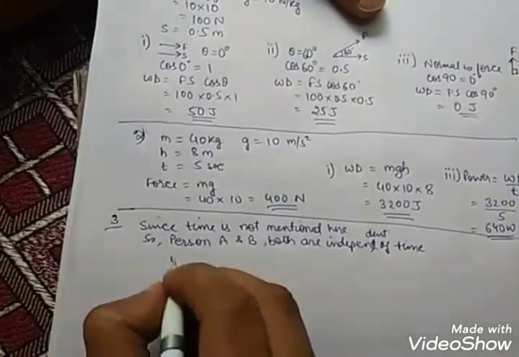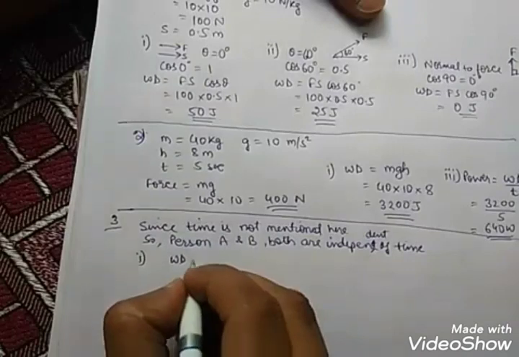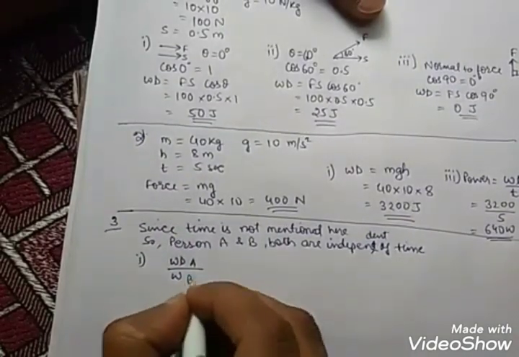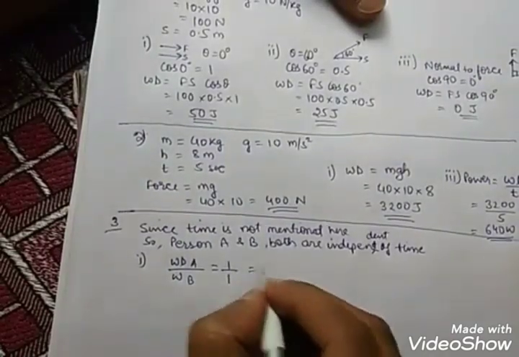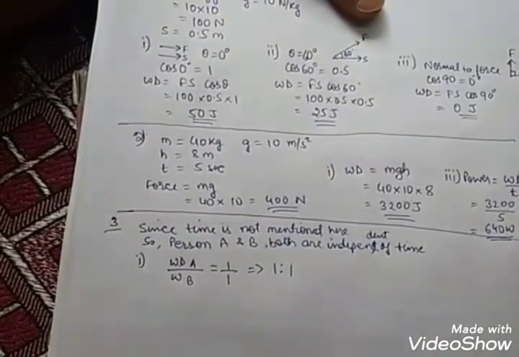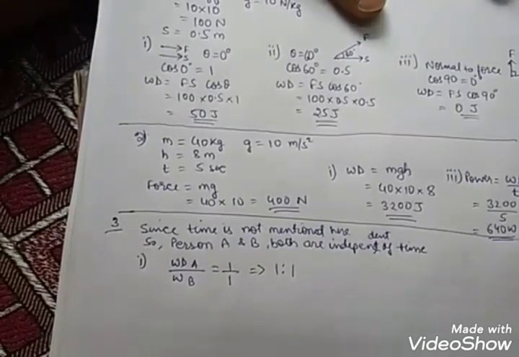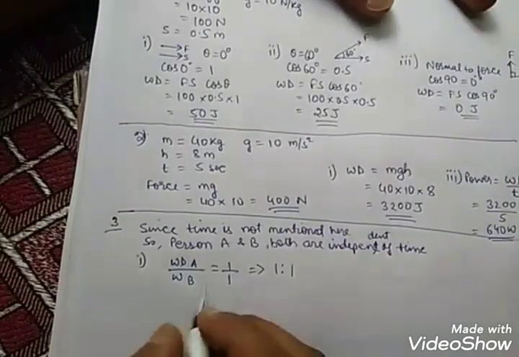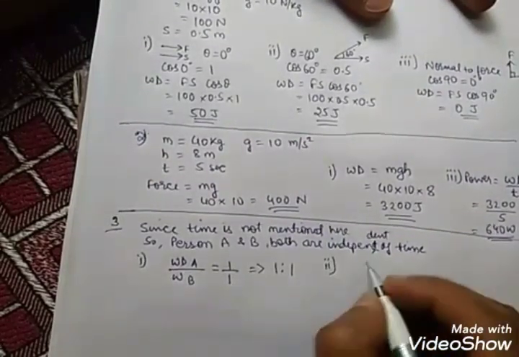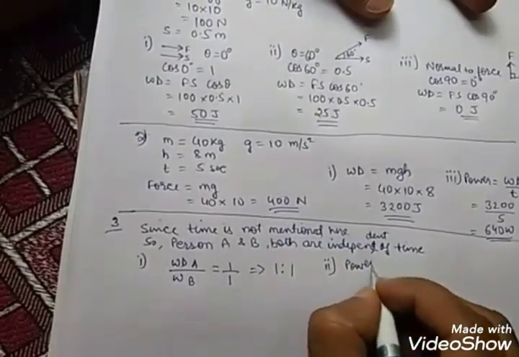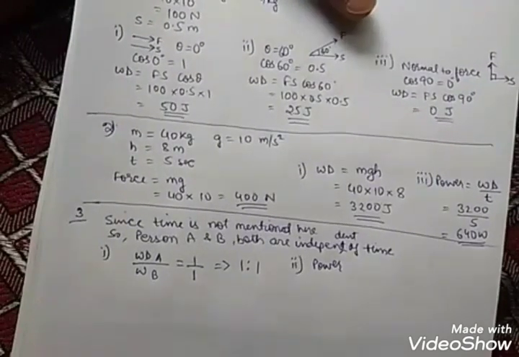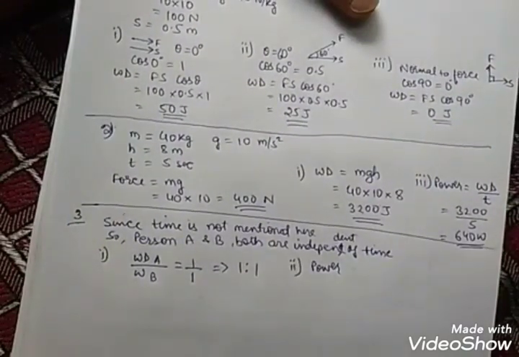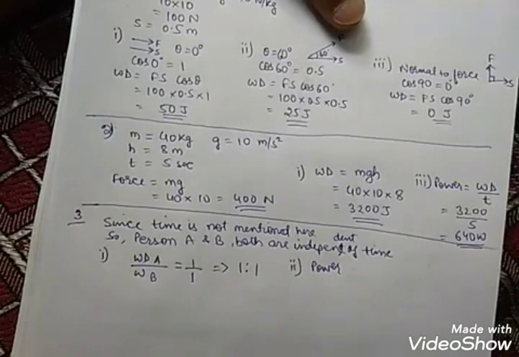So the work done by A by work done by B will be equal to 1 by 1. So it is 1:1, because they are doing the same amount of work, because time is not given. Number 2, power by person A and person B. Power developed by person A is calculated as follows. See, A takes 20 seconds to climb the stairs and B takes 50 seconds.